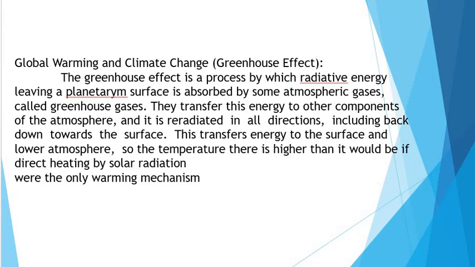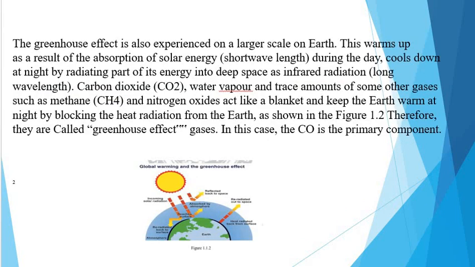So the temperature there is higher than it would be if direct heating by solar radiation were the only warming mechanism. The greenhouse effect is also experienced on a larger scale on Earth. The Earth warms up as a result of absorption of solar energy during the day and cools down at night by radiating part of its energy into deep space as infrared radiation that has a long wavelength. Carbon dioxide, water vapor, and trace amounts of some other gases such as methane and nitrogen oxide act like a blanket and keep the earth warm at night by blocking the heat radiation from the earth.